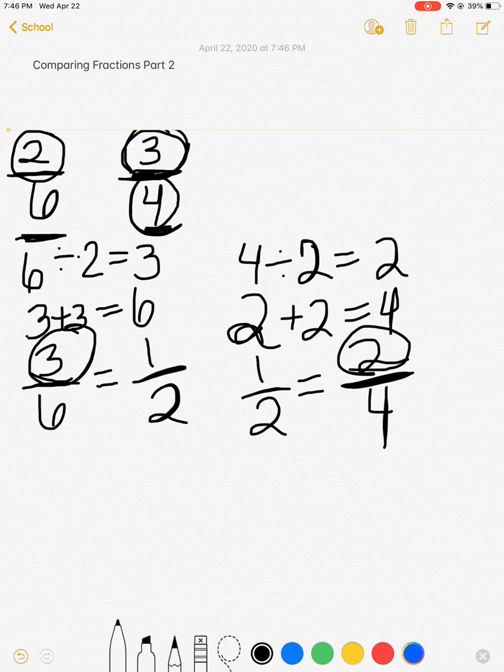So now I'm going to put our symbol between these. Is 2/6 greater than, less than, or equal to 3/4? Remember your symbols. Greater than, less than, or equal to. I know that 2/6, that's less than half. It's a little bit closer to 0. That is less than 3/4.